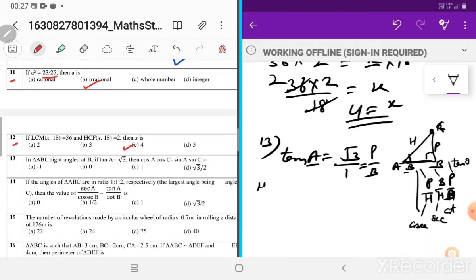So we have to find H by Pythagoras. H square is equal to P square plus B square, that is root 3 square plus 1 square. Root 3 square means what? 3. 3 plus 1 is 4. So I got H square as 4, and H is what? 2. My H is 2.